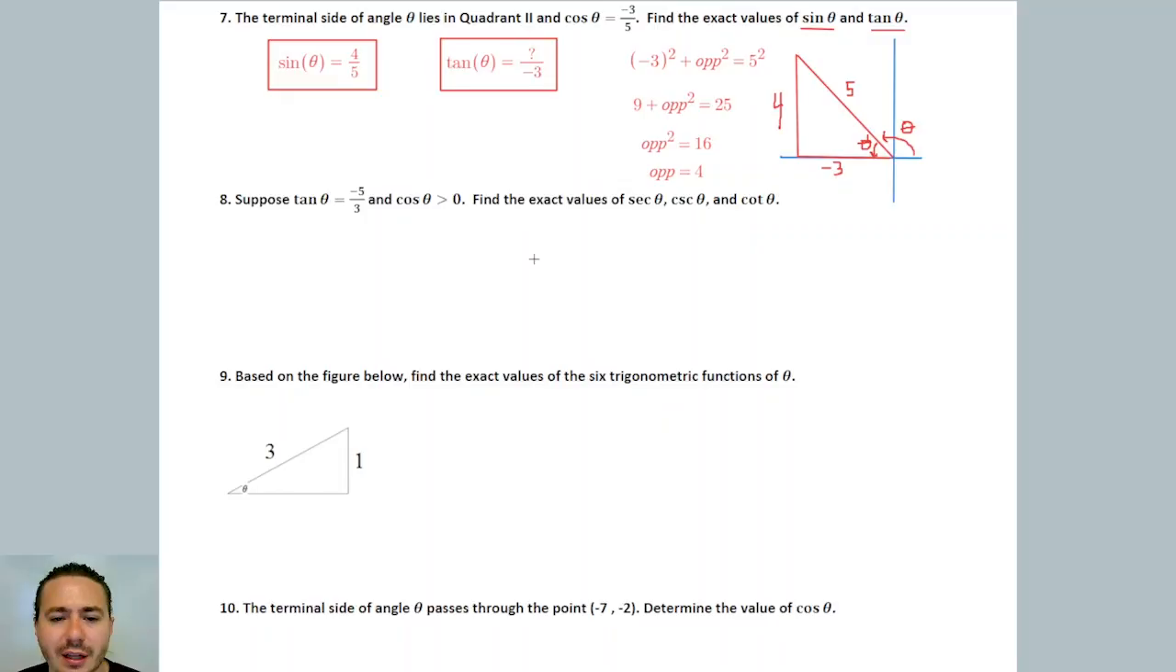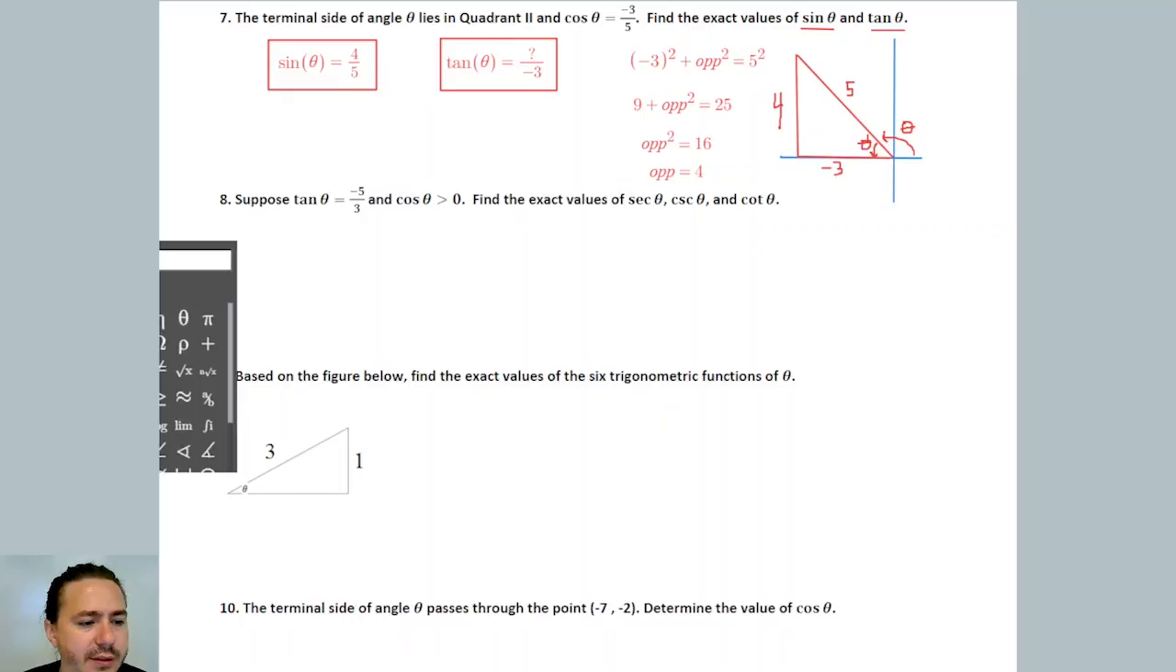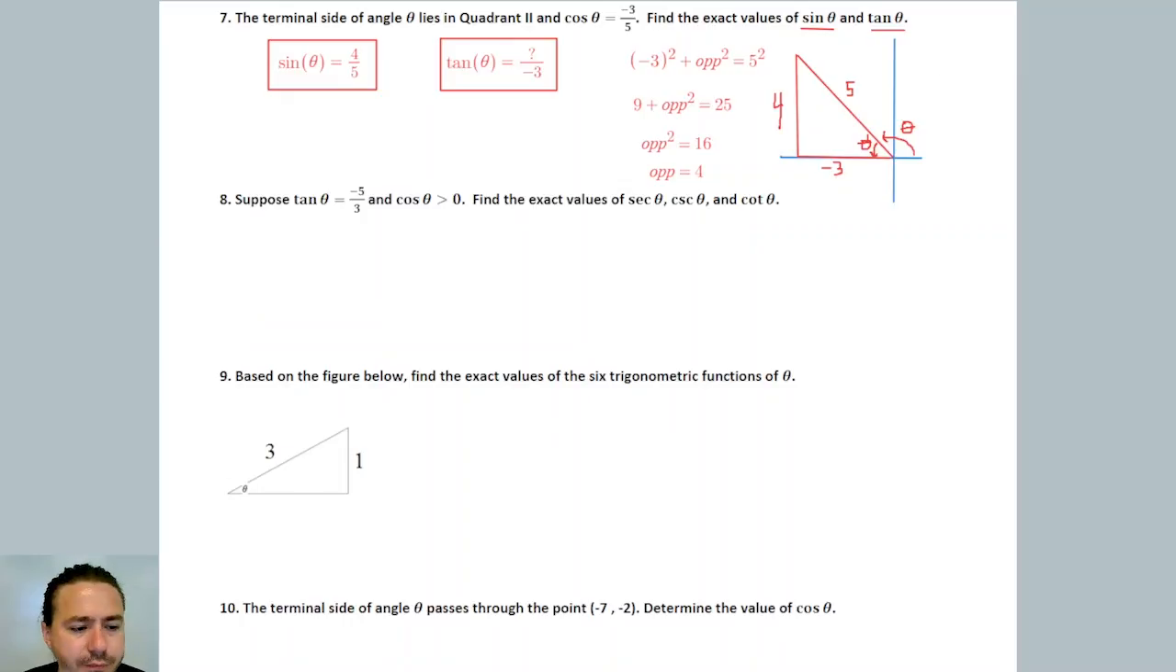Once you have the triangle solved like this, it's just a matter of picking the correct ratio. So I'm going to go ahead and sketch this out. Let's figure out what quadrant we're in. Now, tangent is negative in quadrants 2 and 4, okay?